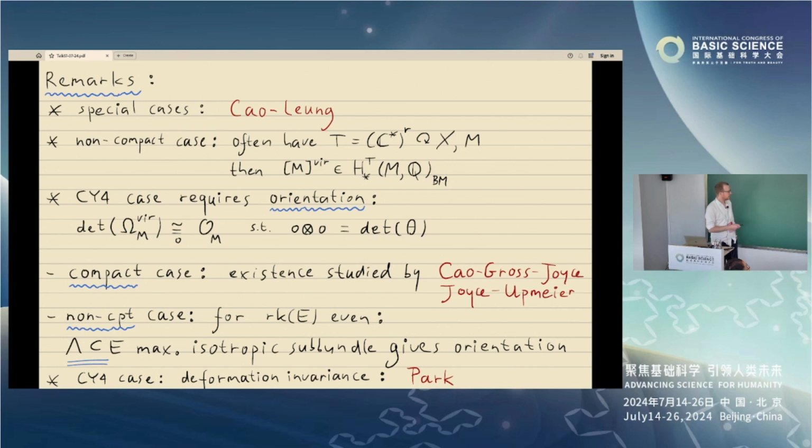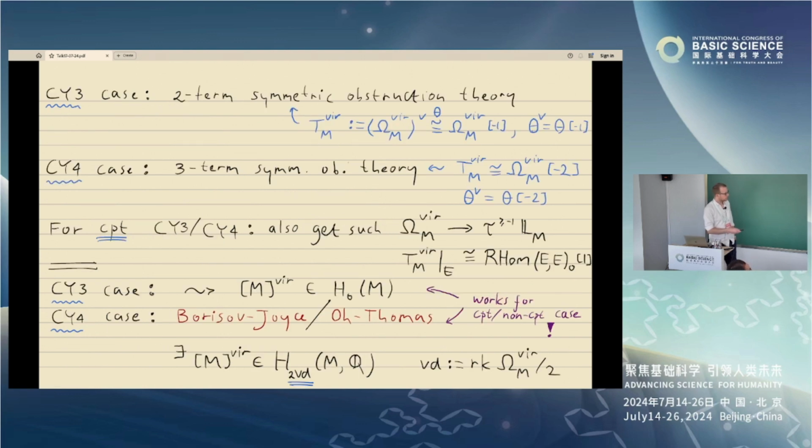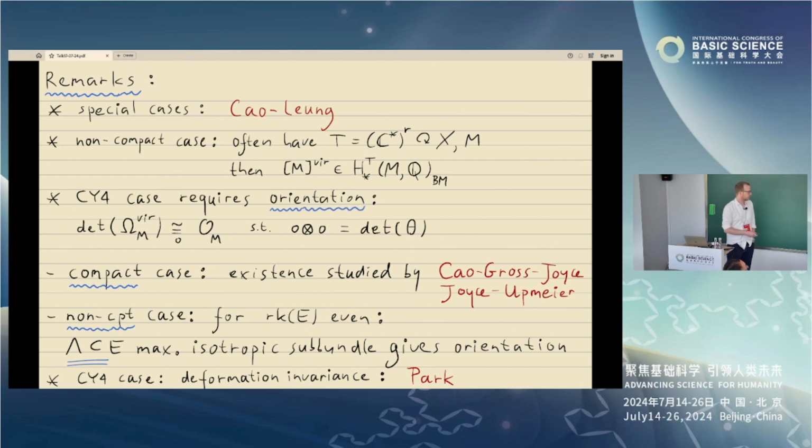But the key point I want to make is the construction of the fourfold class requires some extra data. It requires what's called a choice of orientation. So what this means is you want to have an isomorphism between the determinant of the virtual cotangent bundle and O, with the property that if you square it, you get the determinant of the pairing from the previous page. So the determinant of this map theta here. So that's an orientation. Existence of orientations was studied by Cao, Gross and Joyce, and Joyce-Upmeier.